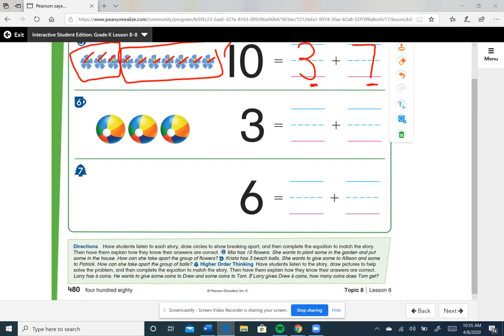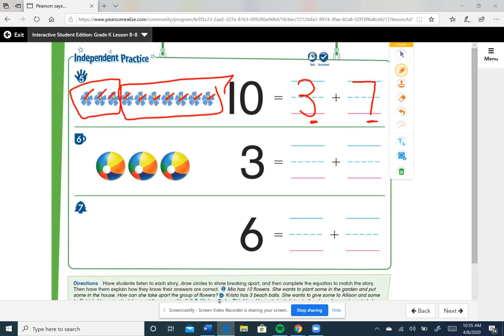Now, number 6. It says Krista has 3 beach balls. She wants to give some to Allison, and she wants to give some to Patrick. How can we do this equation? However you would like. So, let's go like this and this.